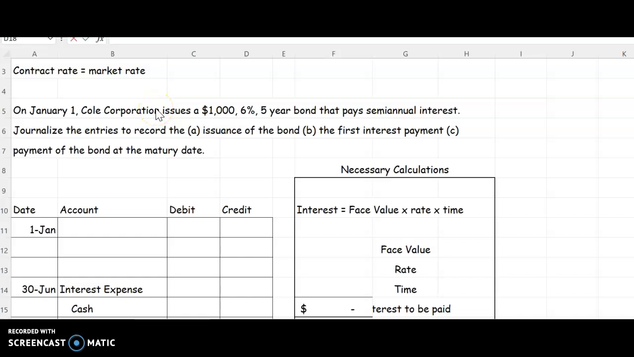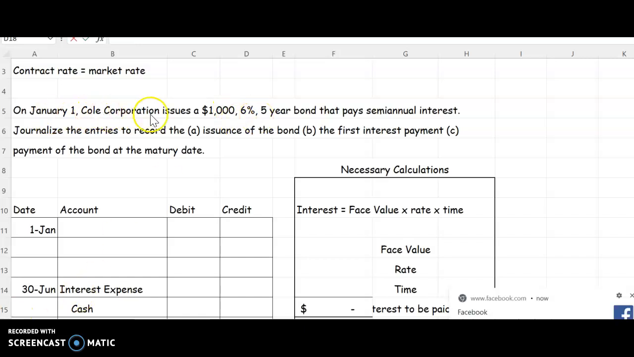Okay, in this video we're going to learn how to journalize how to issue a bond, and we're going to start with the simple one where the contract rate is equal to the market rate. So it's being issued at face value. So remember, the contract rate is the rate on the value of the bond, and the market rate is the rate that we could get out there in the market. So when the contract rate is equal to the market rate, that means we're going to issue it at the face value, which is at 100%.